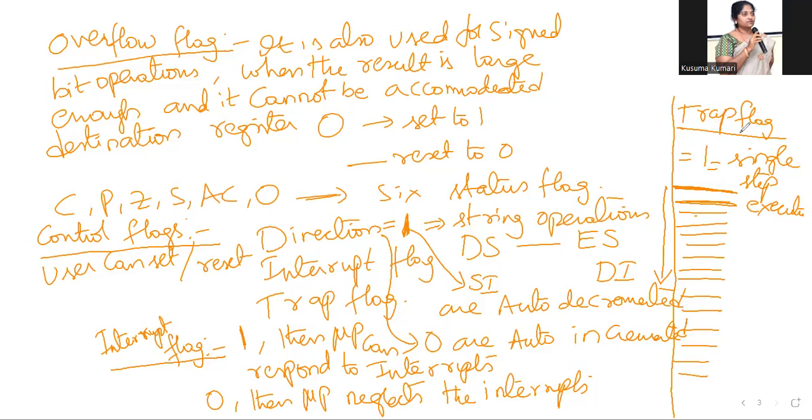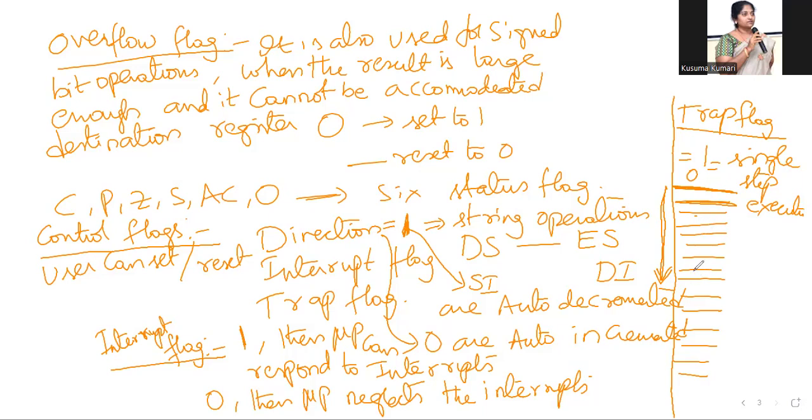Whereas if the trap flag is equal to 0, normal execution is possible, and the instructions can be executed one after the other.